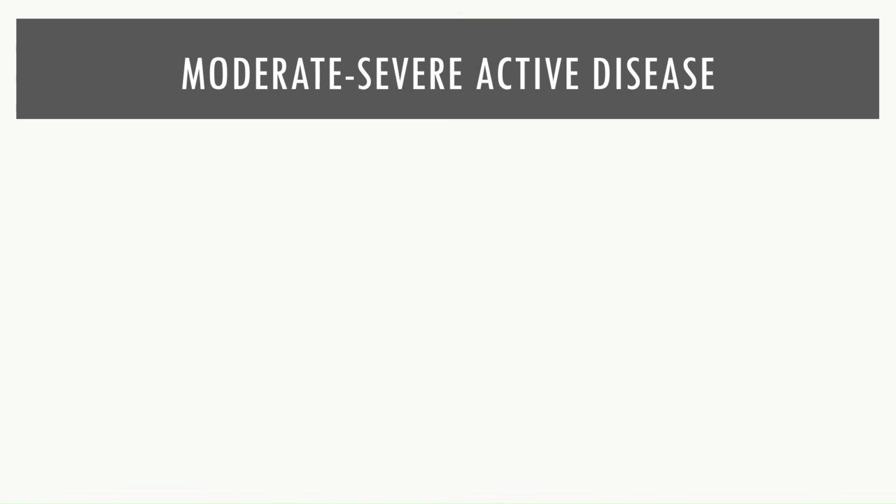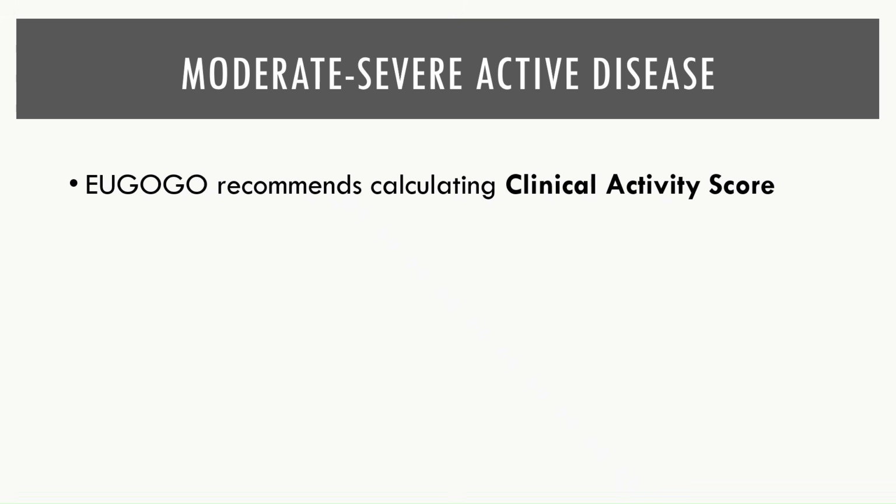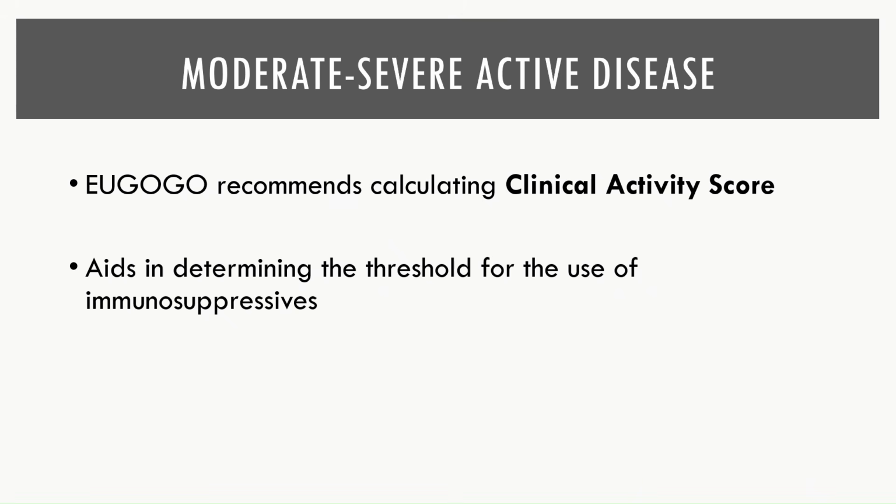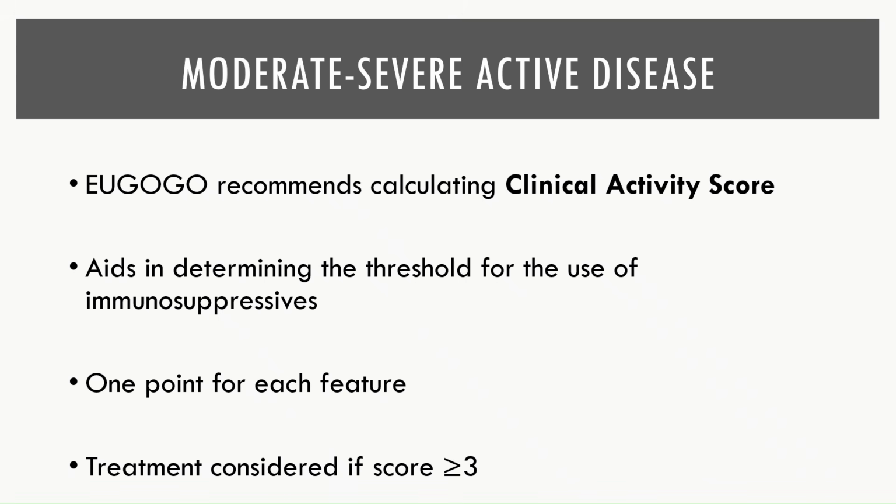Moderate to severe active disease. The EUGOGO recommends calculating the clinical activity score. It aids in determining the threshold for the use of immunosuppressives. 1 point is given for each feature, and treatment is considered if score is greater than or equal to 3.